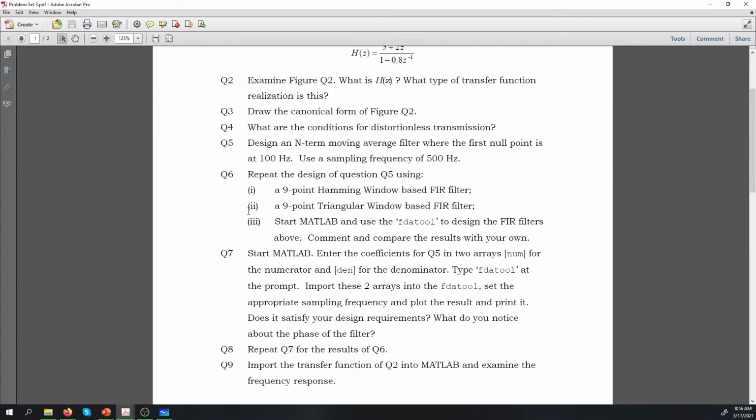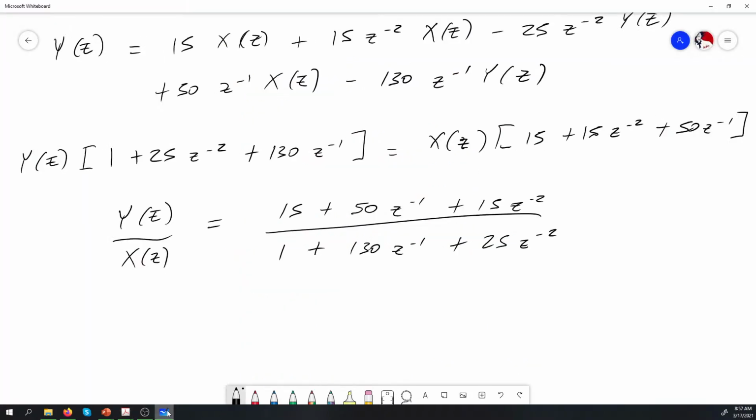So question 5 was: design a moving average filter where the first null point is at 100 Hz and we're using a sampling frequency of 500 Hz. Alright, so question 5 is pretty straightforward. So this basically is the moving average filter design that we'll be doing in particular.